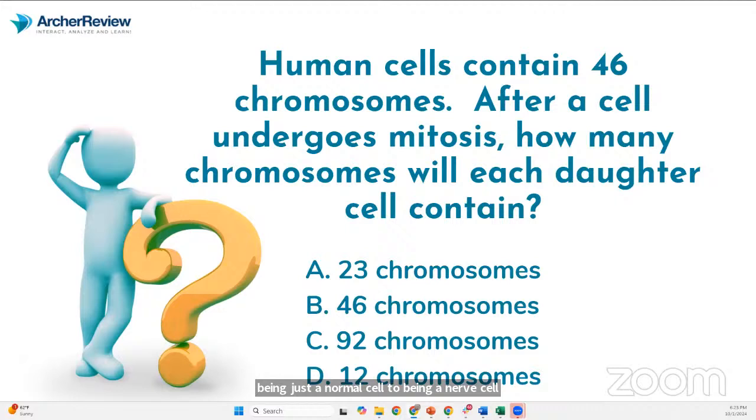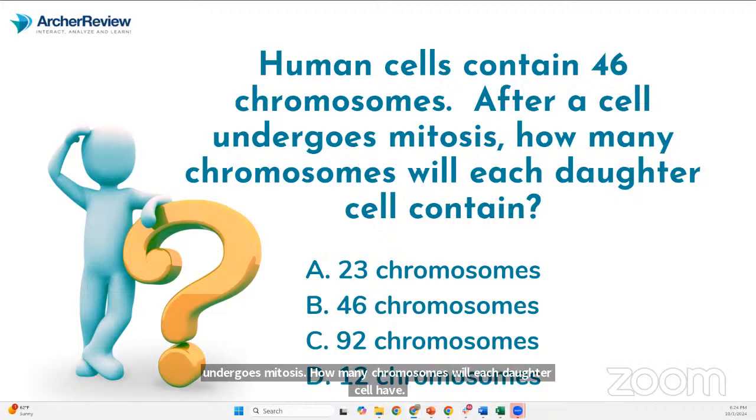Okay, time to assess what we know so far. So our first question tonight, oh, you guys are awesome, I already have people answering my question. Human cells contain 46 chromosomes. After a cell undergoes mitosis, how many chromosomes will each daughter cell have? 23, 46, 92, or 12? You got 45 seconds.